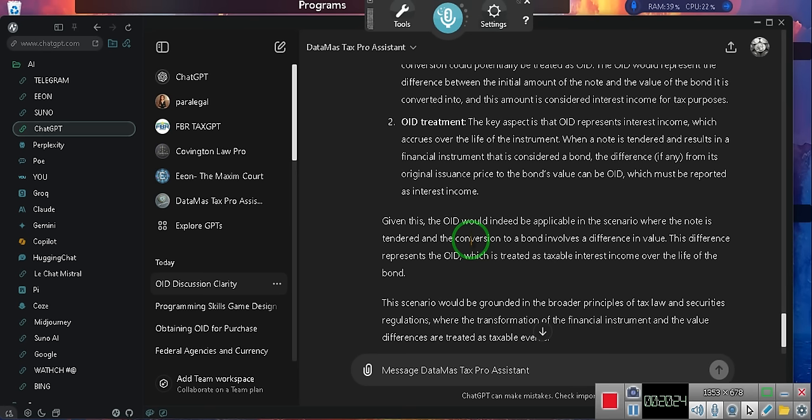2. OID treatment. The key aspect is that OID represents interest income, which accrues over the life of the instrument.